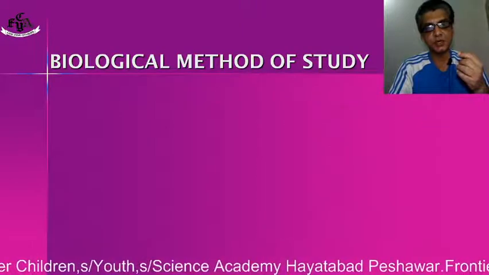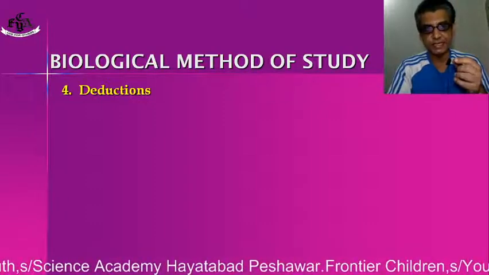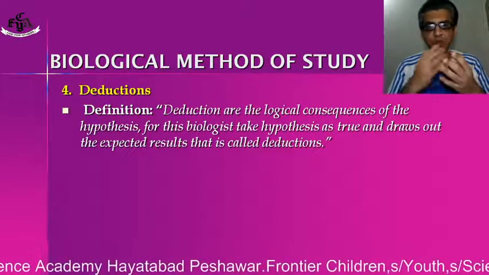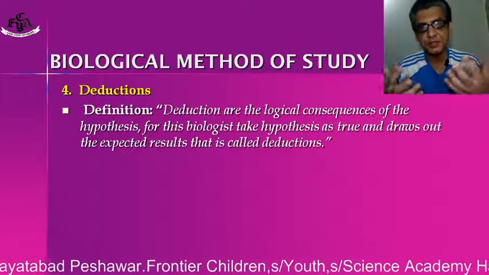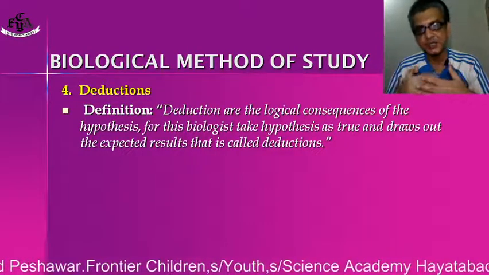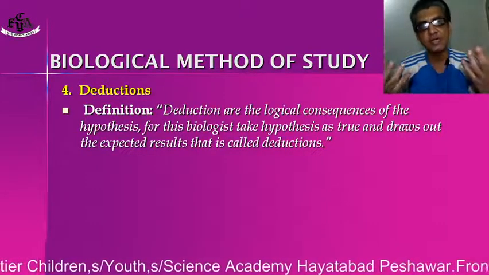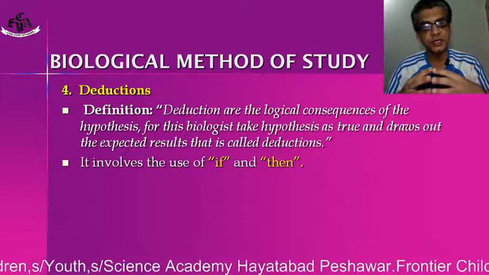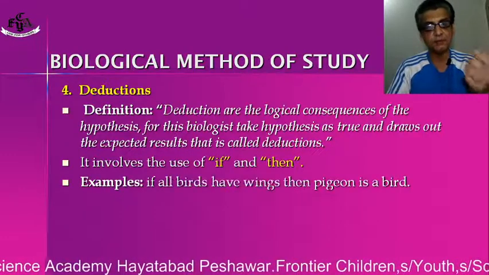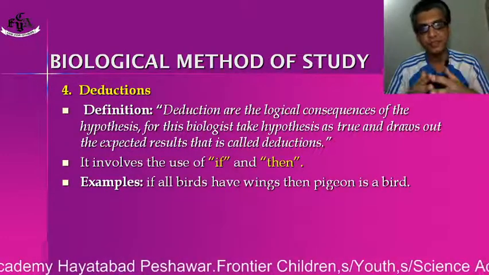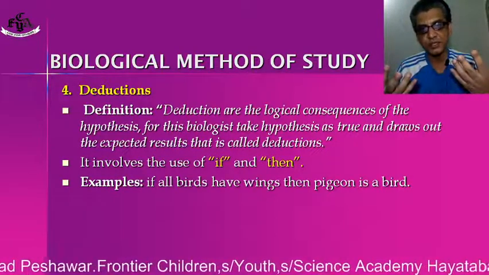The next step of the biological method of study is deduction. What is deduction? Deduction is the logical consequences of the hypothesis. For this, the biologists take the hypothesis as true, consider it as true, and draw out the expected result, that is called deduction. And usually deduction involves the use of if and then. For example, if all birds have wings, then pigeon is a bird, because pigeon also has wings.